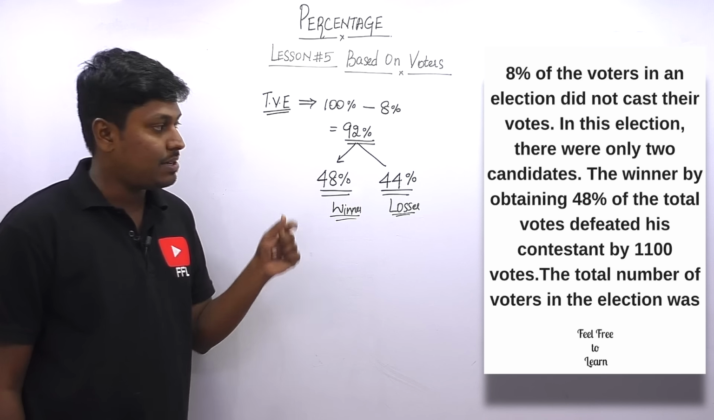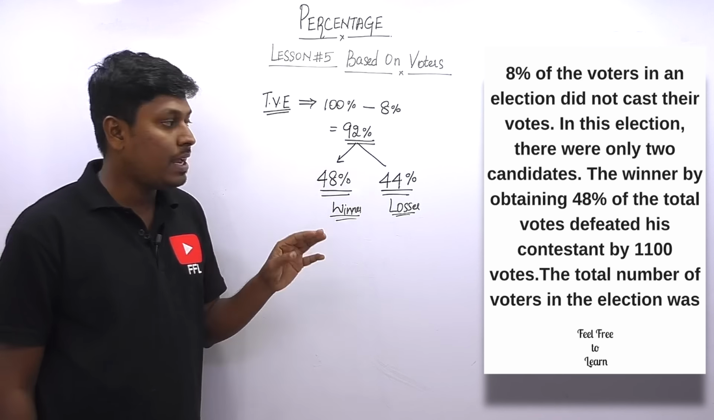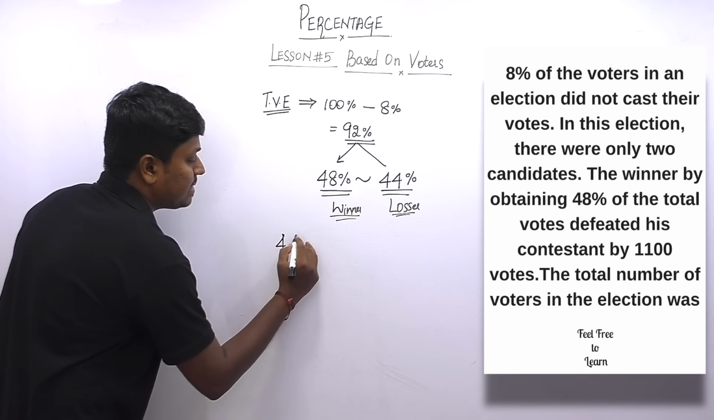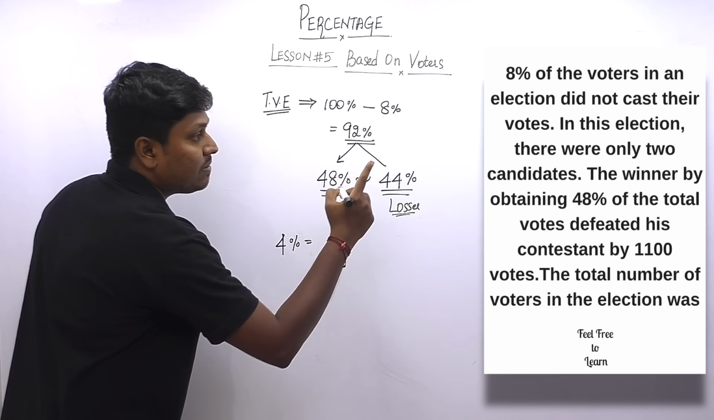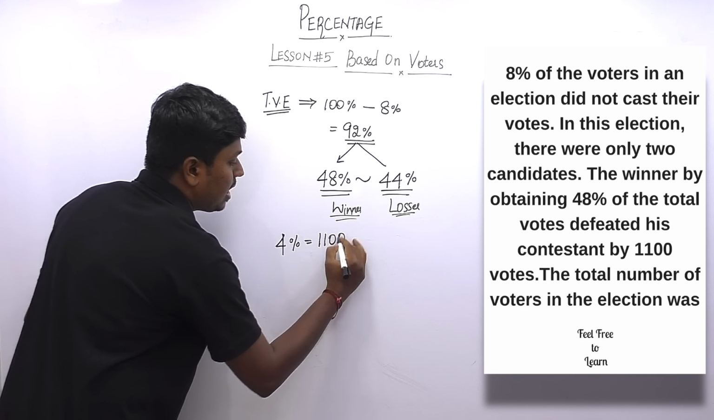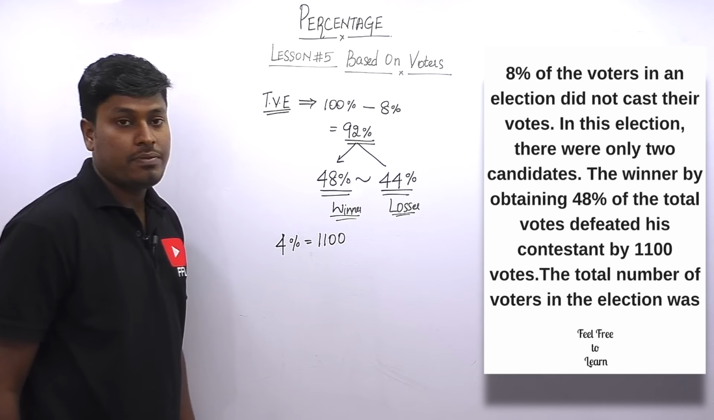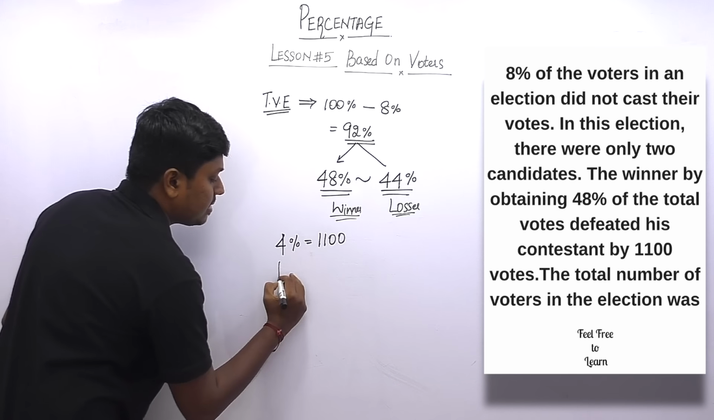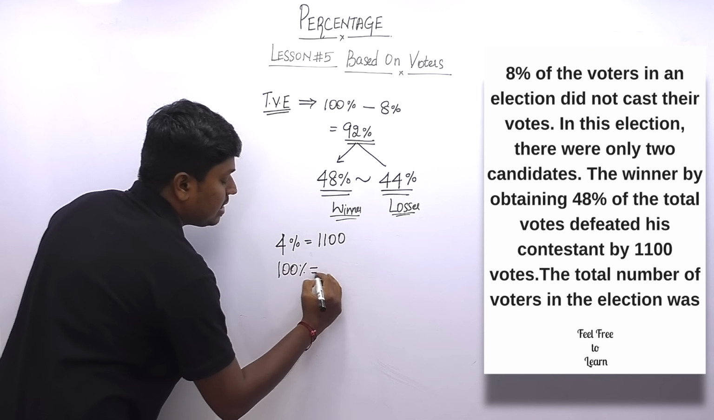But in this question, they have directly given that he defeats the contestant by 1100, which means majority. So we can easily say that the difference is 4%, which is majority, and the majority they have given is 1100 votes. And our target is to find the total number of voters in the election, what is the total number of votes, will be 100%. So 100% is equal to x.